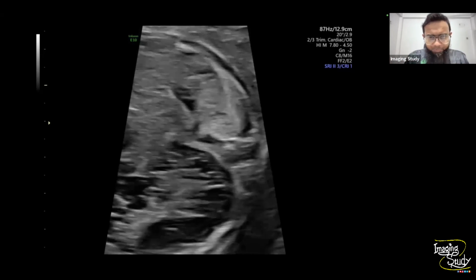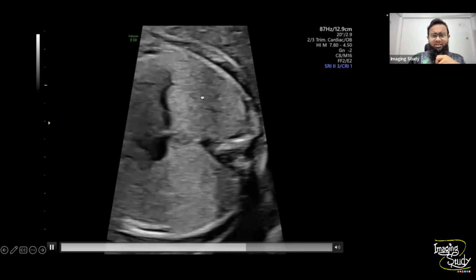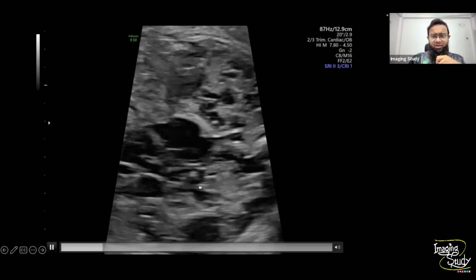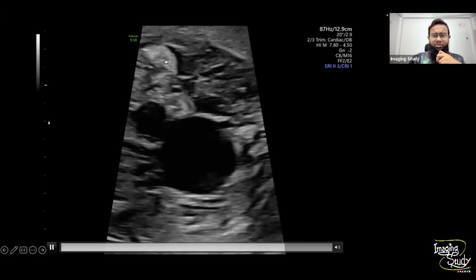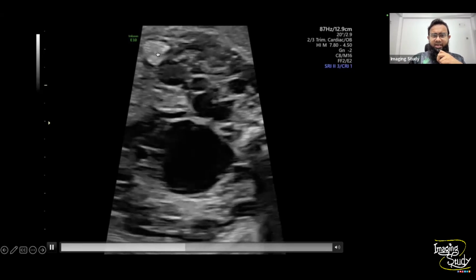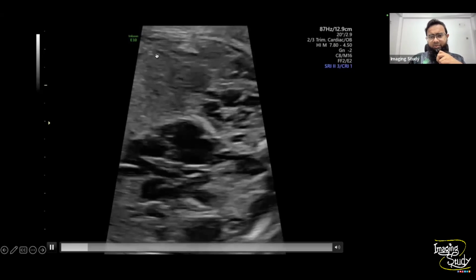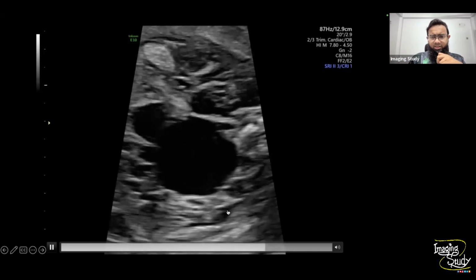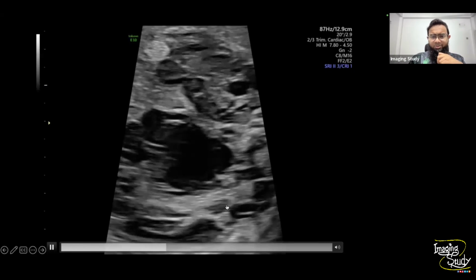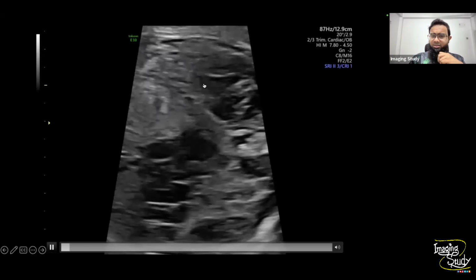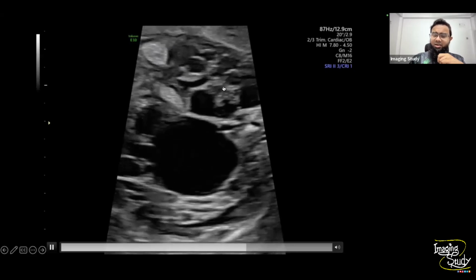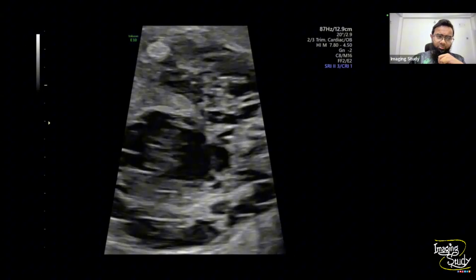Okay, so these are the kidneys which are showing cystic spaces. You see some echogenic fatty area. This might be adrenal gland or whatever. You see the renal parenchyma is completely damaged or altered with multiple cystic spaces. So this is bilateral multicystic renal dysplasia.